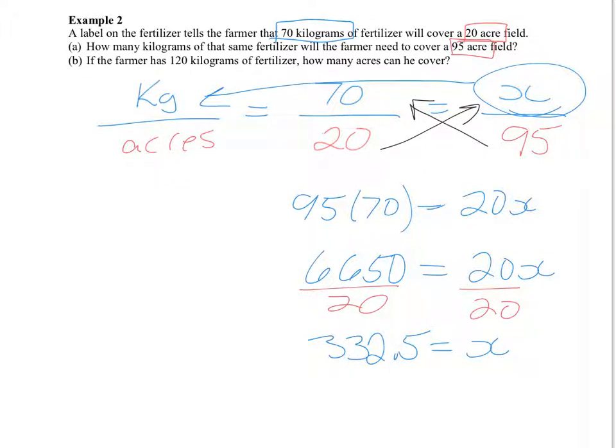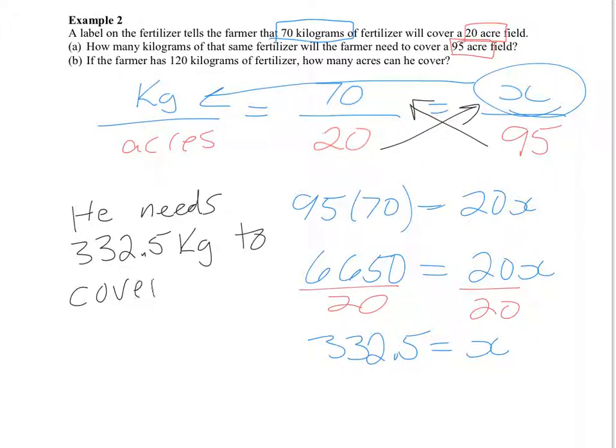So how many kilograms of the same fertilizer will the farmer need to cover a 95-acre field? So he needs 332.5 kilograms to cover 95 acres.